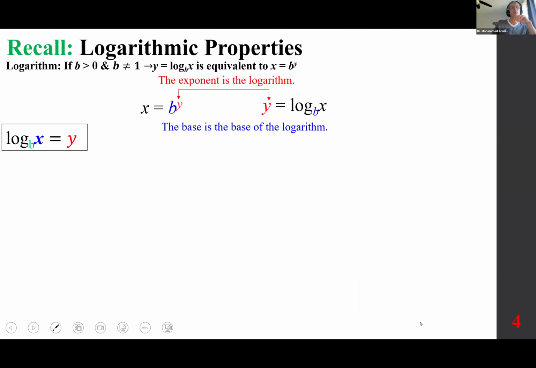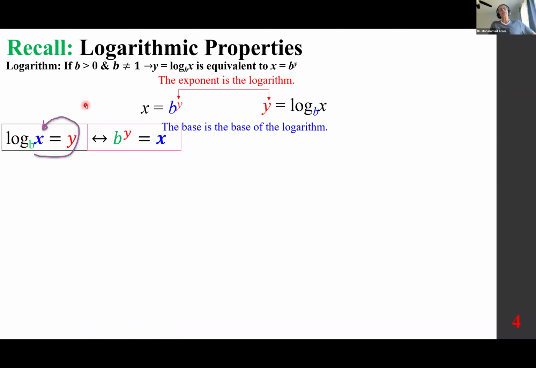We're going to need it in this section. b, the base, must be positive and it can't be 1. If y equals log base b of x, then it's equivalent to x equals b to the power of y. In other words, if you look at these two cases, they both have the same exponent y, the same base b. And to have an understanding of that, let's look at the arrow here. Log x base b equals y means b to the power of y equals x.